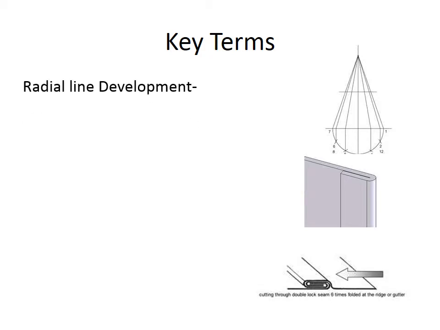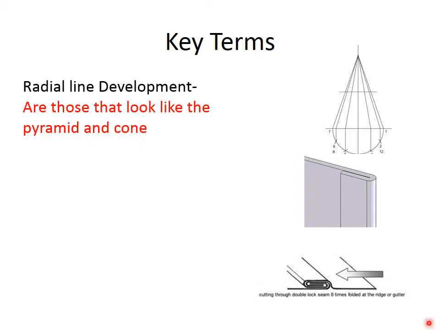The next one is called radial line development. If you look up here in this picture, this is a cone that somebody's making. All of these lines stem from the same point. Right where my pointer is, every line on here comes from this point.